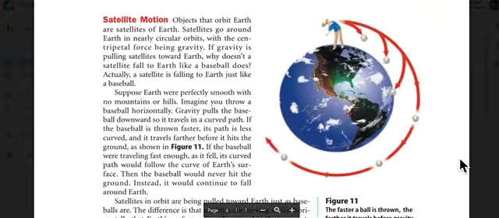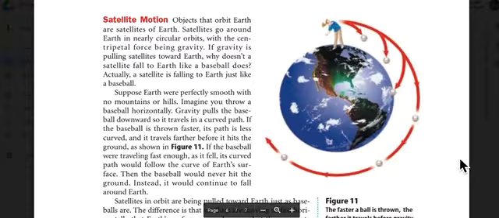Suppose the Earth was perfectly smooth with no mountains or hills. Imagine you throw a baseball horizontally. Gravity pulls the baseball downward so it travels in a curved path. If the baseball is thrown faster, the path is less curved and it travels farther before it hits the ground, as shown in figure 11.